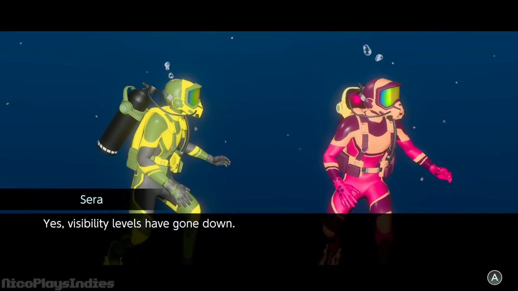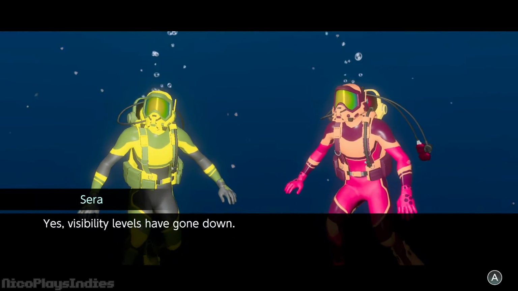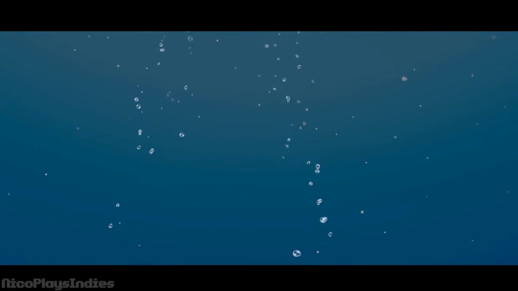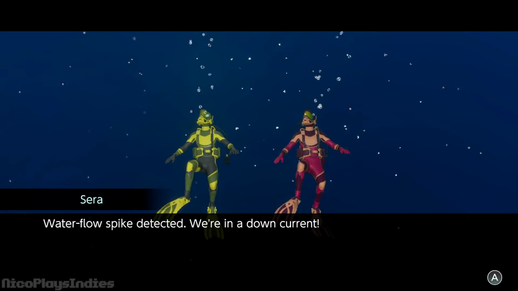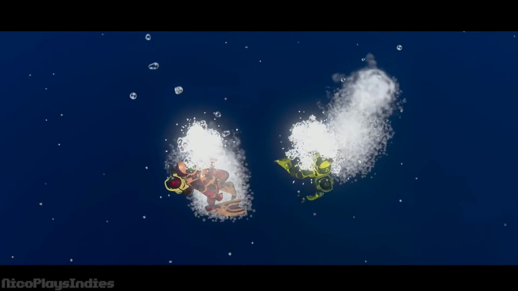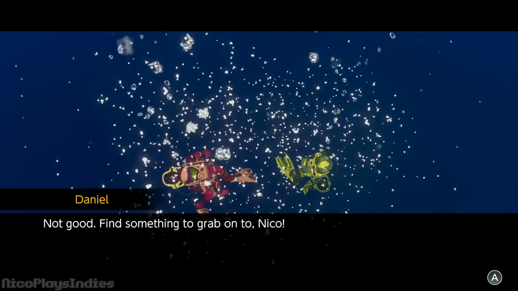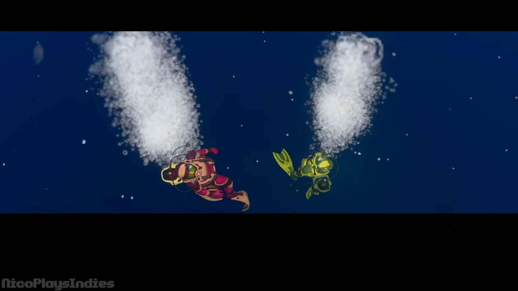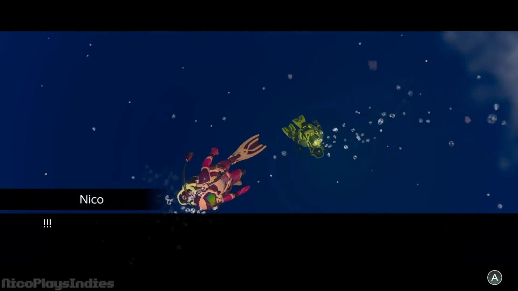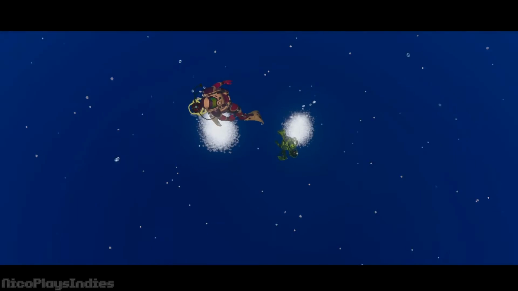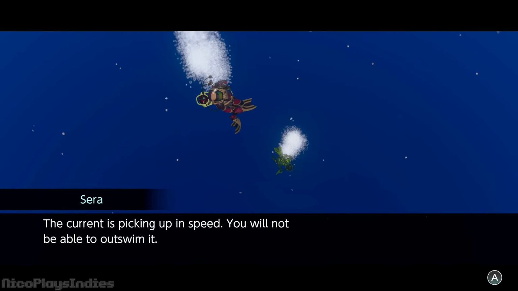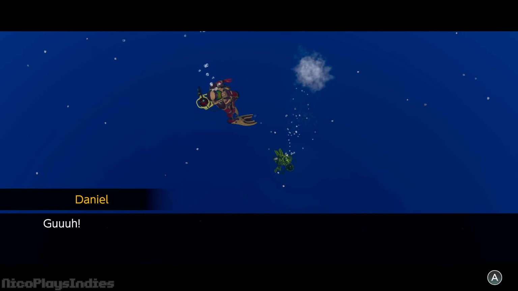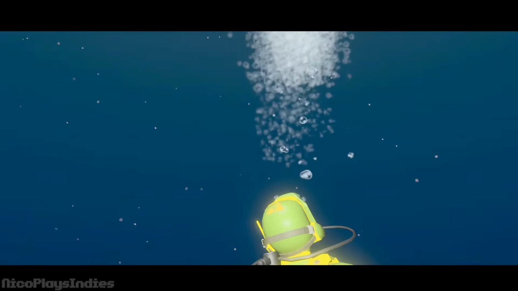Yes, visibility levels have gone down. Water flow spike detected. We're in a down current. The current is picking up in speed. You will not be able to outswim it. Daniel, where are you?